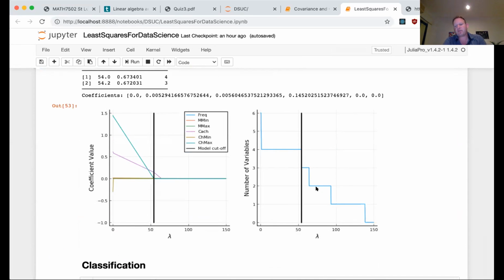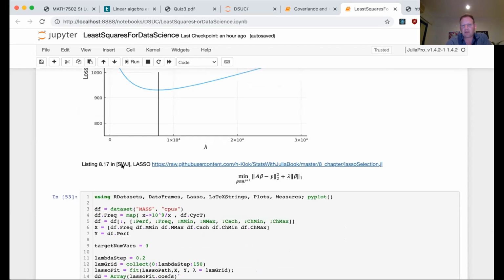So it actually gives you a very natural and beautiful way to do model selection. You can read about it more in Statistics with Julia or anywhere else if you'd like, and that's lasso.